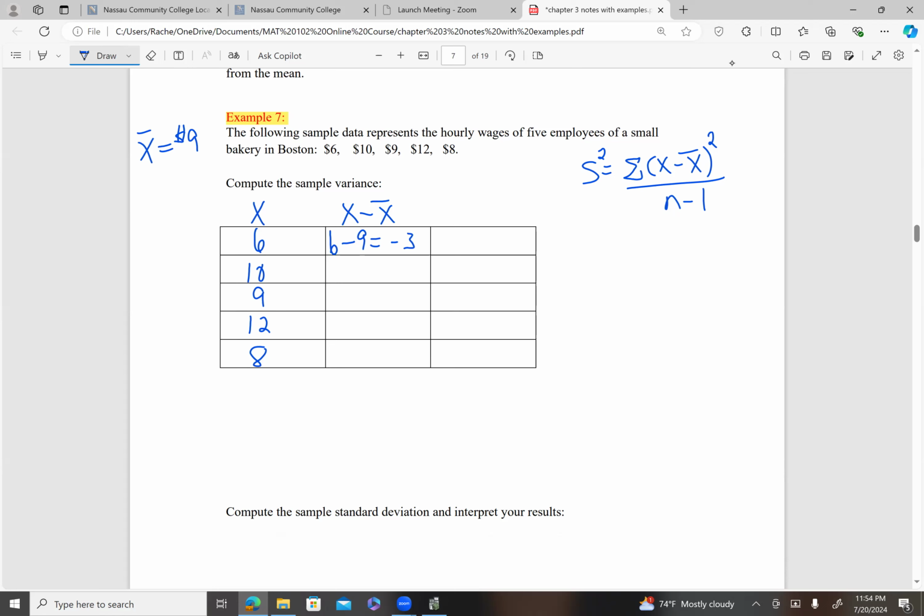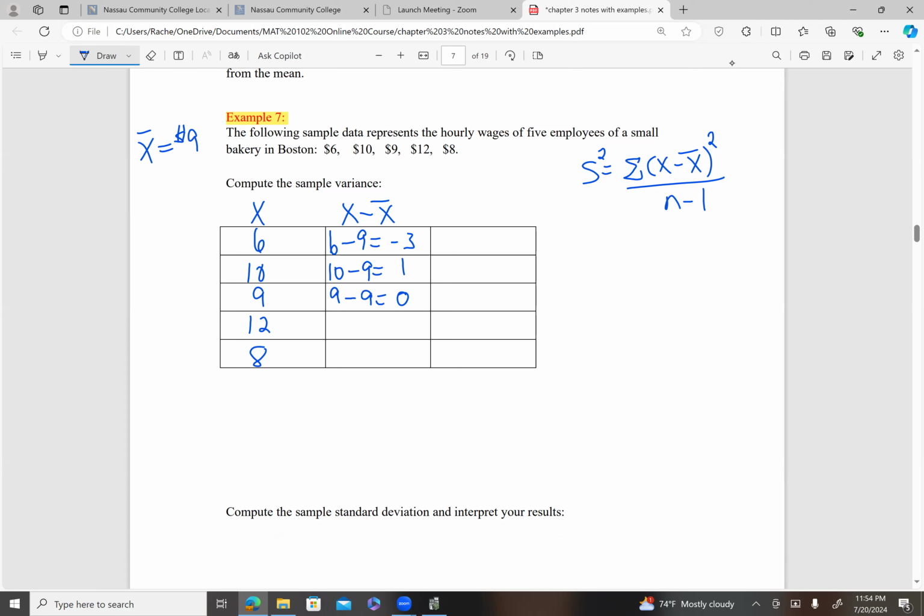Now I'm going to take my next data value, which is 10. I subtract the sample mean of 9 and we get 1. Then I take my next data value, which is 9. I subtract the sample mean and I get 0, because there is no difference. 9 from the mean of 9 is a difference of 0.